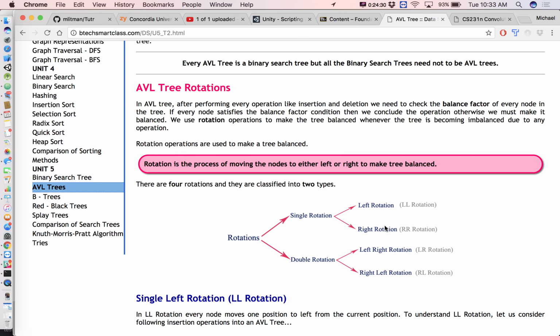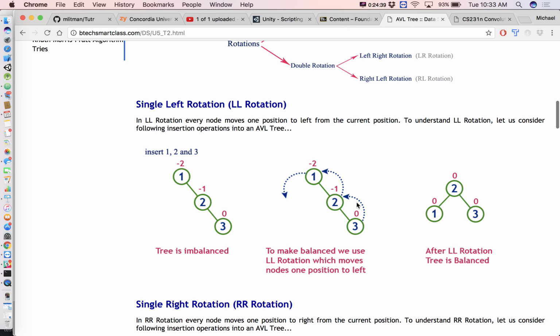So we'll start off trying to understand the simpler ones and then work towards the more complex ones. All right, so a left-left rotation. This is our single rotation. That means we're out of balance to the right, which means we would rotate to the left. Now notice it's when we have the straight line out of balance.